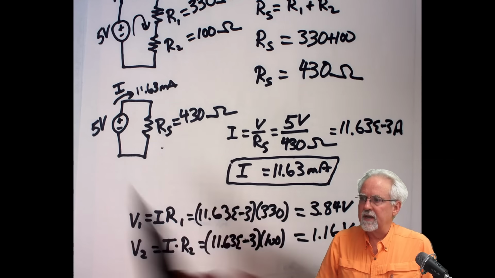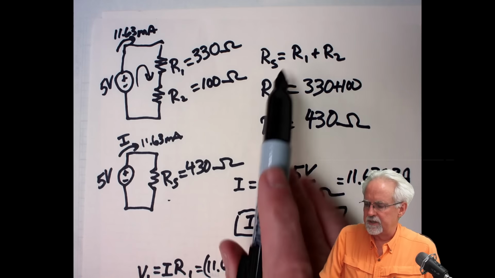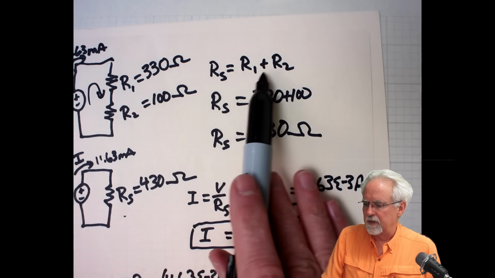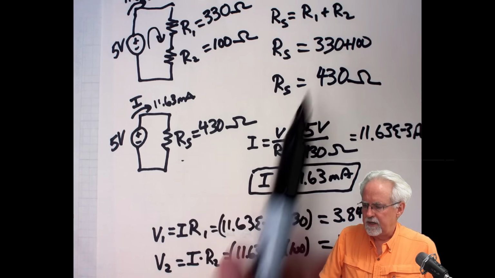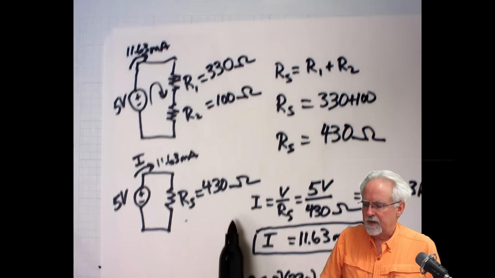You could do this same thing with 3 resistors. It's just the RS would then be R1 plus R2 plus R3. You would have your equivalent resistance.